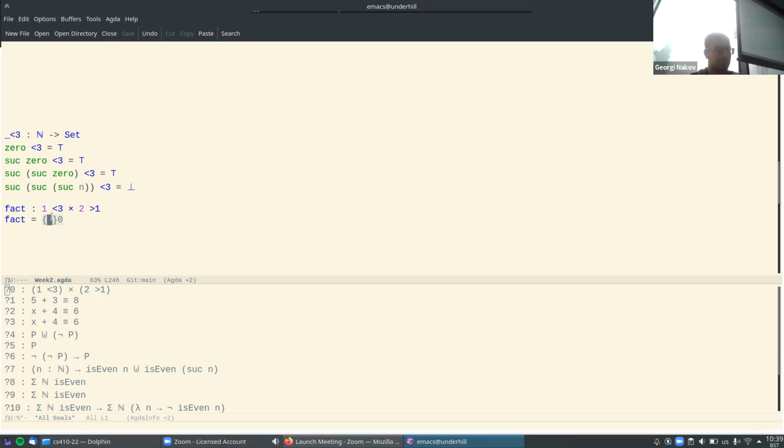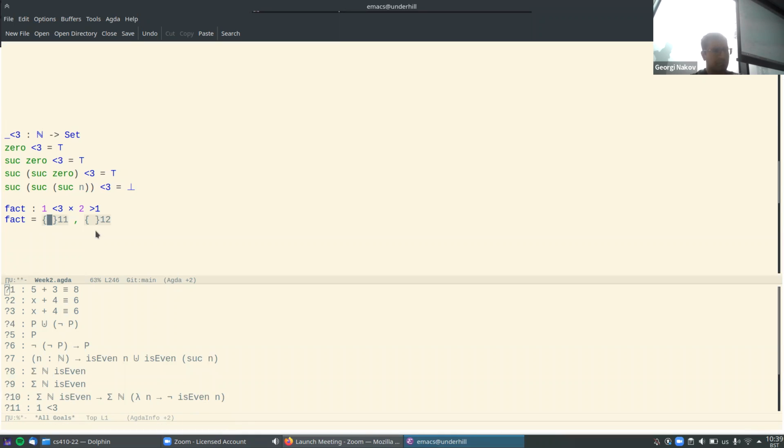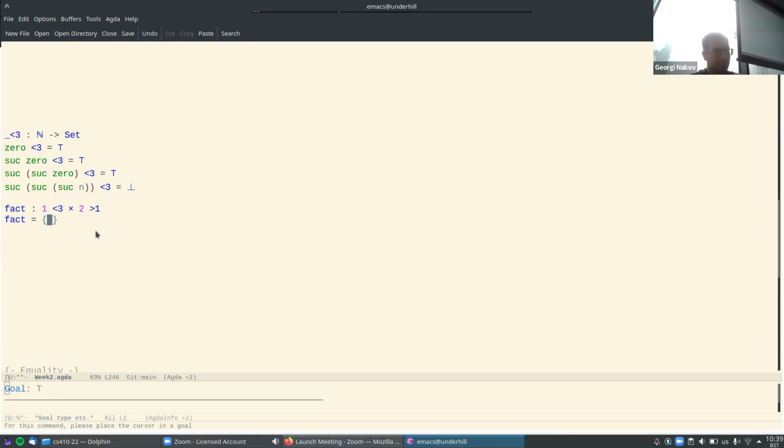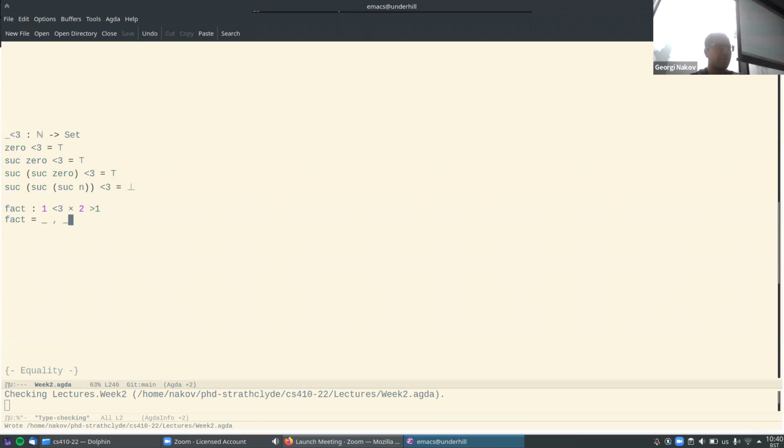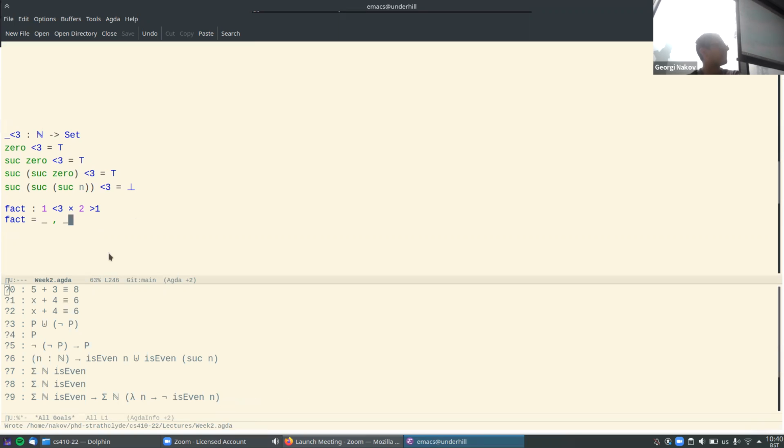Right. So here's an example. We want to show that 1 is less than 3 and 2 is greater than 1. And it turns out that's a pair of trivial things, so computation does the business. Press Ctrl+C, Ctrl+R to introduce the single constructor and then fill in with the trivial value of the unit type. And indeed, we can even go a step further.